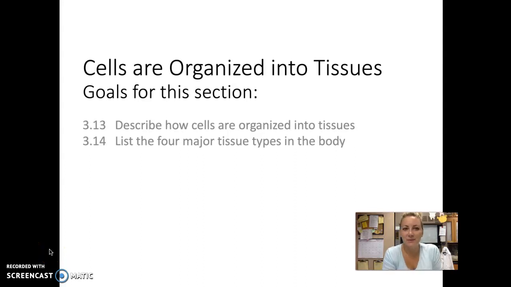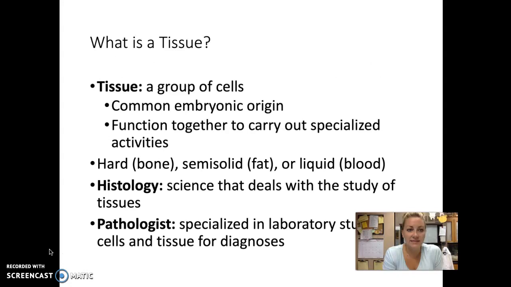Hey, good morning. So today we're looking at tissues, the first sections of tissue. So what is a tissue? We know that it's cells that have a common function and they are working together. They could be hard, they can be semi-solid, or they can be liquid. So looking at bone versus fat versus blood. Histology as a science is looking at tissues.